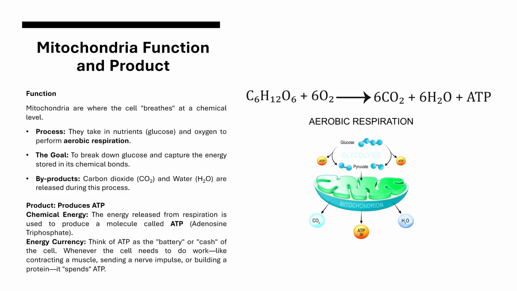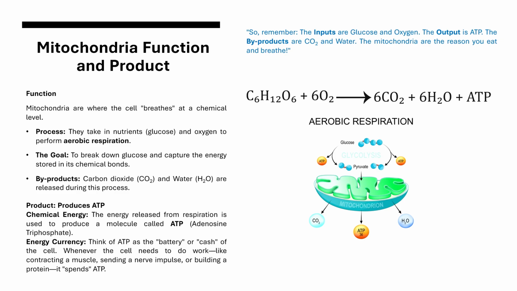But what kind of work? Everything. Every time you contract a muscle to walk, every time a neuron sends a signal in your brain, or every time your body builds a new protein to repair a cut, it is spending the ATP made by your mitochondria. And without this constant supply of molecular cash, the economy of your body would come to a complete standstill.